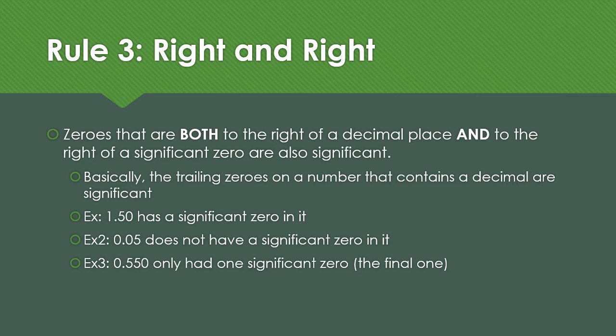In the number 0.550, there is one significant zero, the second one. The first zero is to the left of the decimal and therefore does not follow this rule, but that second zero is both to the right of the decimal and also to the right of a significant figure. Either of the 5s count as the one there. So in the number 0.550, there are 3 total significant figures.